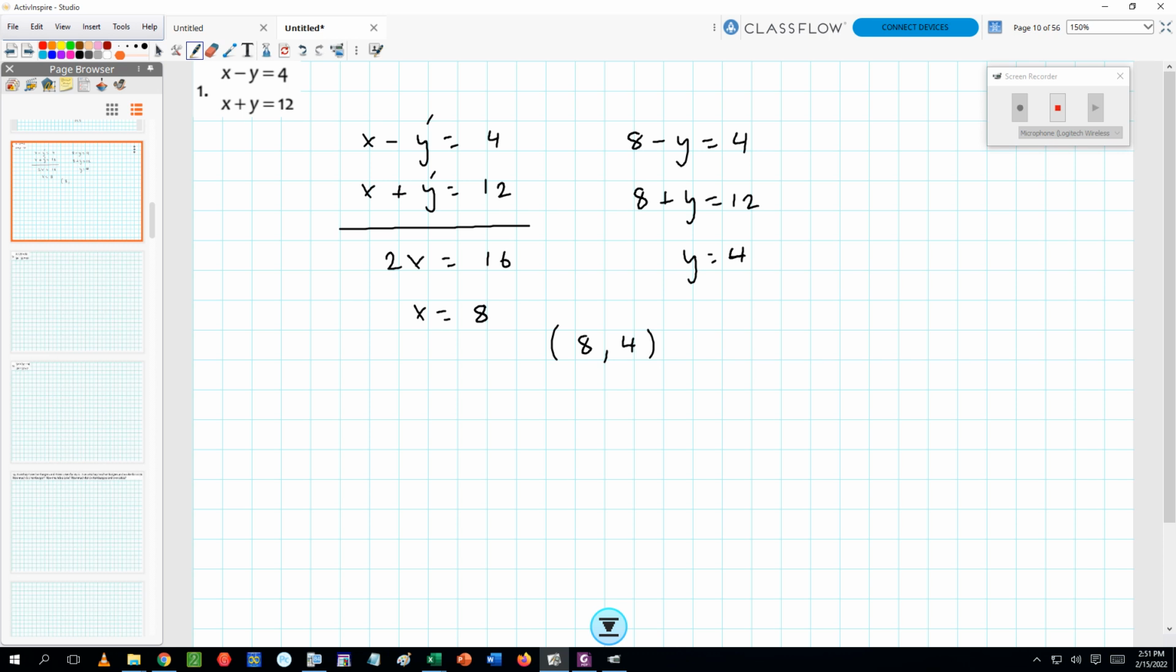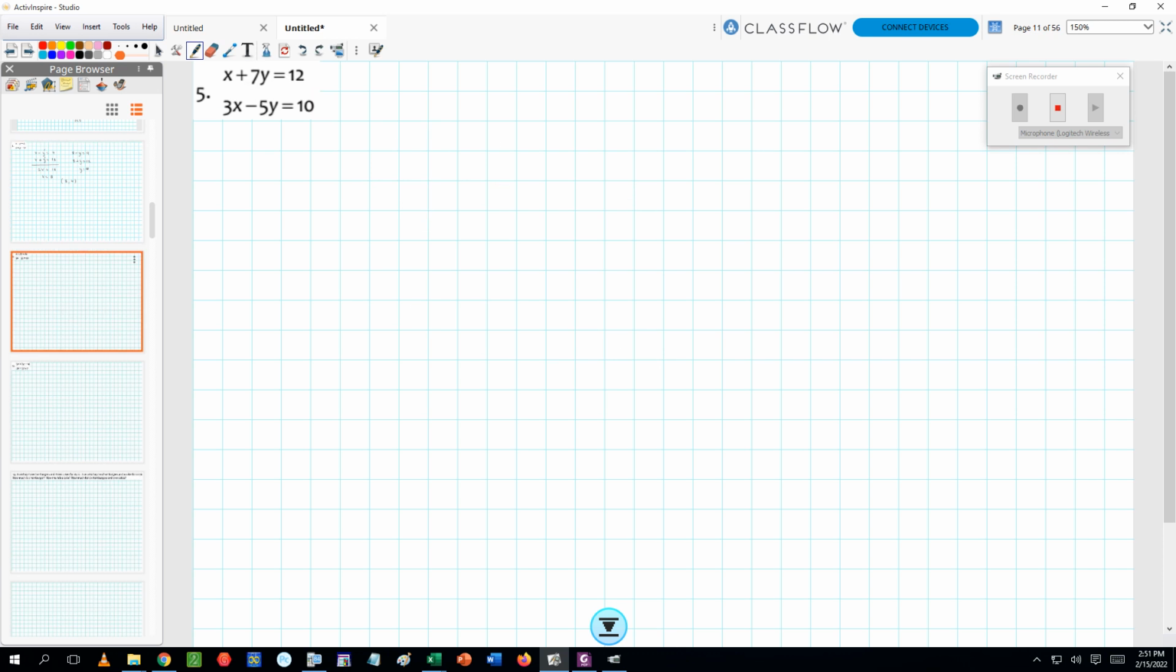Let's do a couple more. So we have x plus 7y is equal to 12. We have 3x minus 5y is equal to 10. Right now, nothing will cancel. The x's aren't opposite, the y's aren't opposite, so we need to do a little bit of prep work.